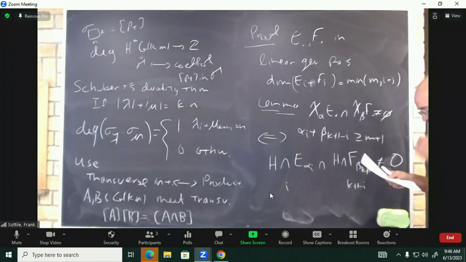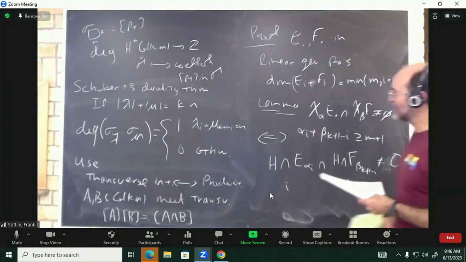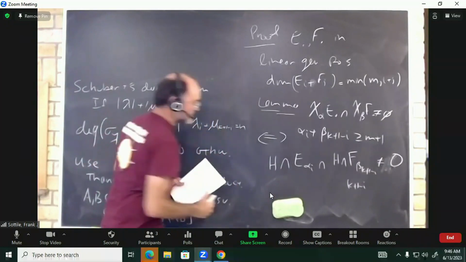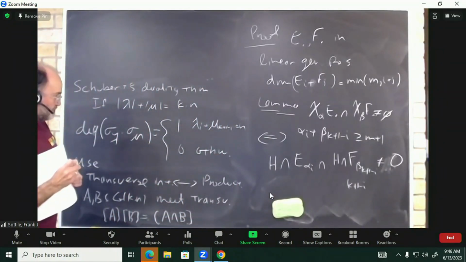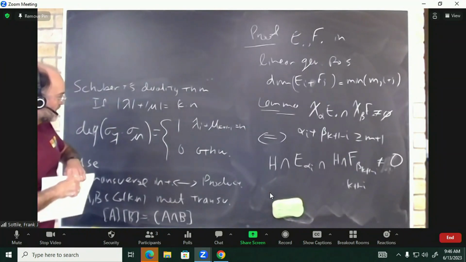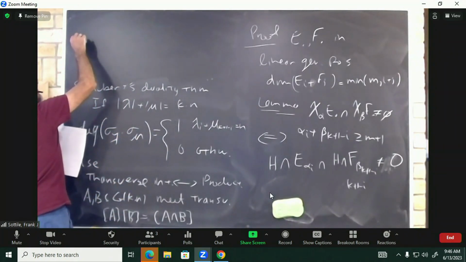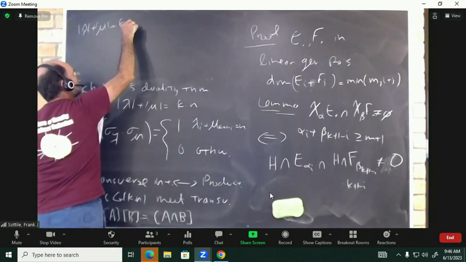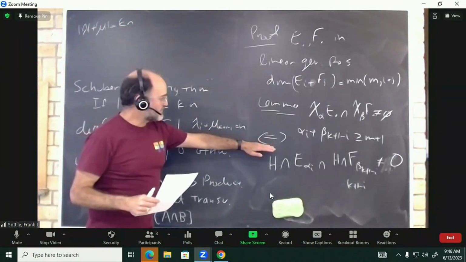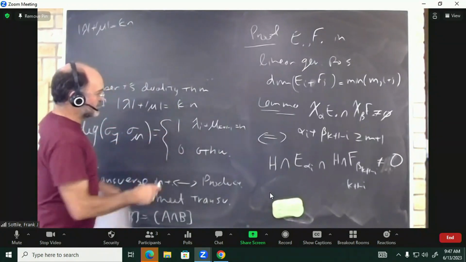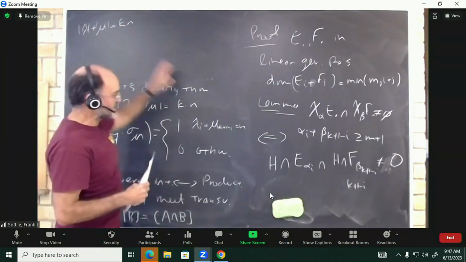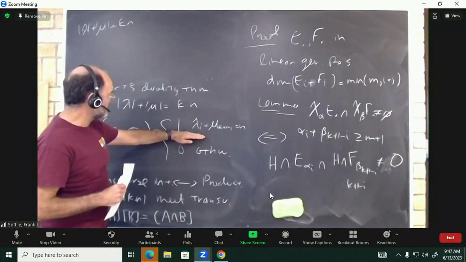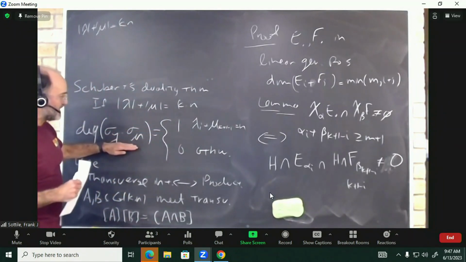Okay. And let's see. So then you show that when this condition happens, then this must occur. And so the only case where this product could possibly be non-zero is in this case.